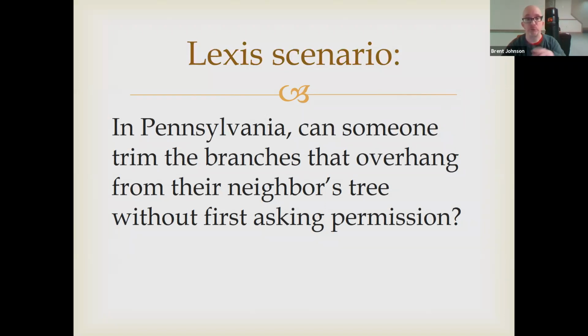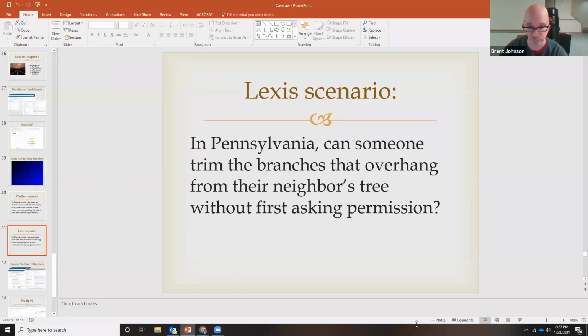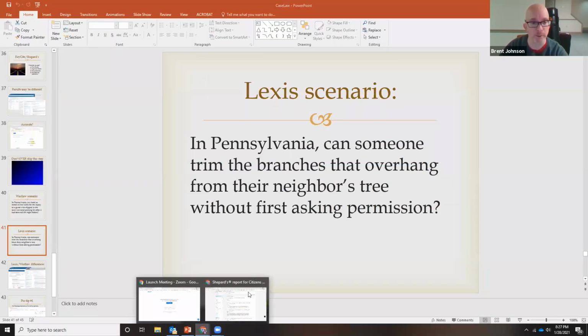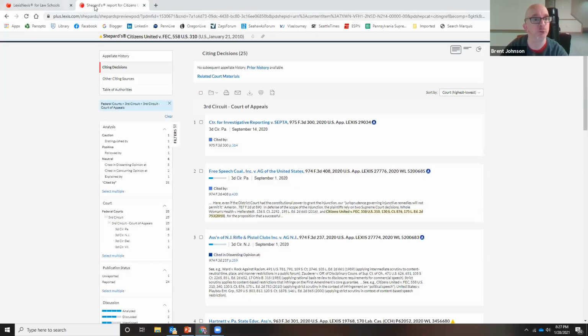So this Lexis scenario, I'll just run us through it here. In Pennsylvania, can someone trim the tree branches that are overhanging from their neighbor's tree without first asking permission? So the elm tree, it's growing over and you want to lop off the limbs. So back to Lexis.